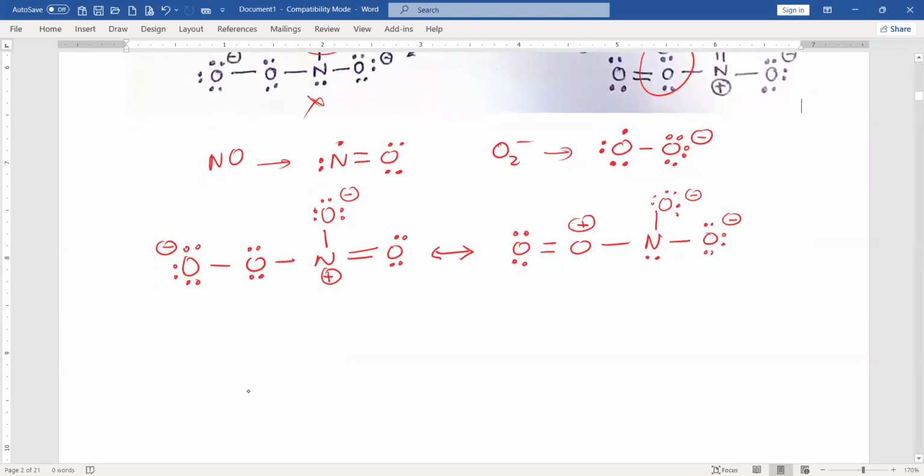And some more structures you can try here. Oxygen, oxygen, nitrogen, oxygen, oxygen. Then you can put a double bond here. Then this is plus, this is minus, then like this. And here plus, here minus, here minus. Okay, I have drawn 3. Can you try one more? Okay, sir. Quickly, don't waste time.